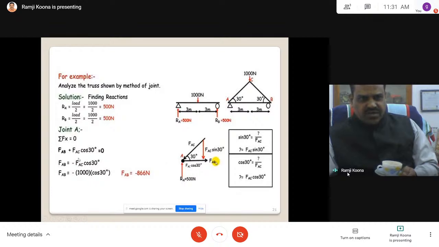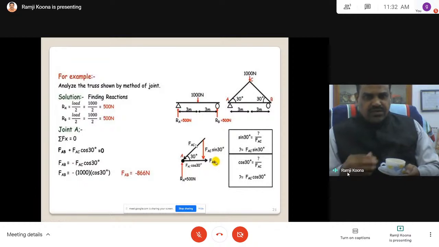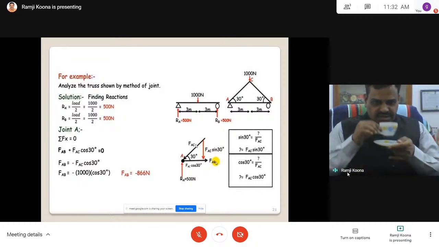Sum of Fx is 0, sum of Fy is 0. Whereas for Fx equal to 0, this is one force, and FAC cos 30 is the second force. That is FAB plus FAC cos 30. Now if you move FAB to the other side and you get a negative, that means your assumed direction is not correct. You have to change it, and you decide whether this member is tensile or compressive. This is how we generally consider it.